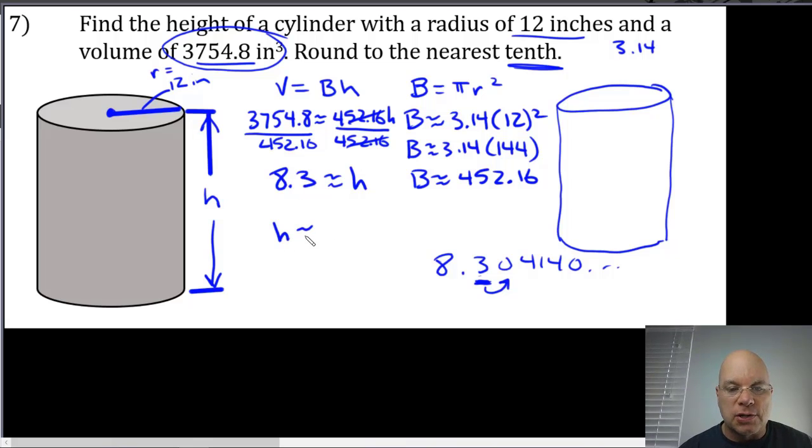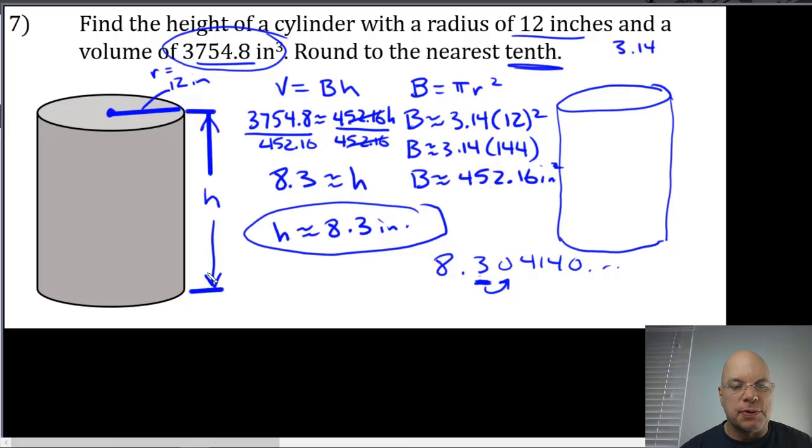So the height is approximately 8 and 3/10 what? What would the units be? We have inches cubed divided by inches squared, because this is inches squared. Inches cubed divided by inches squared gives you inches, which makes sense because the height is one-dimensional. It's a piece of a line. It's just a distance. That should be a one-dimensional unit. So 8 and 3/10 inches for the height of that cylinder. I hope that helped with the homework.